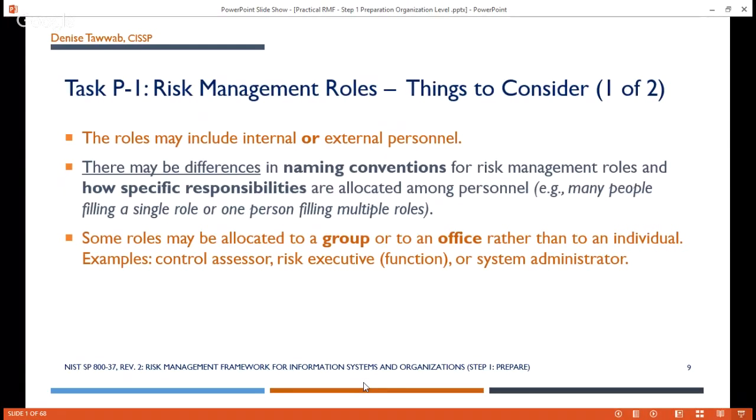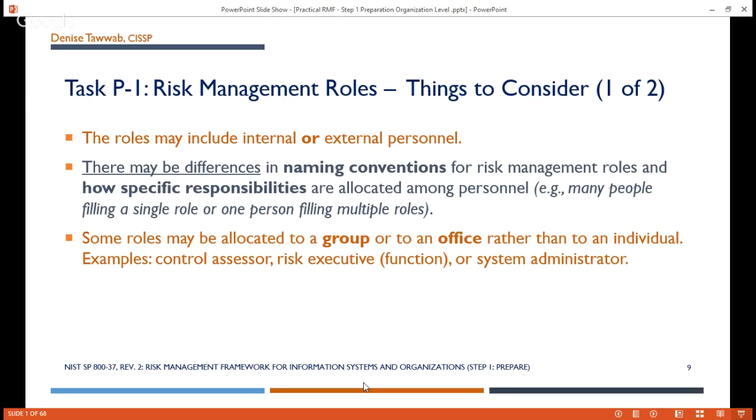All right, some things that you want to consider when you're assigning the risk management roles. These roles may include internal or external personnel. It depends on the skill set that you have within your organization. If you don't have everything in house, you may need to outsource some things. So keep that in mind.